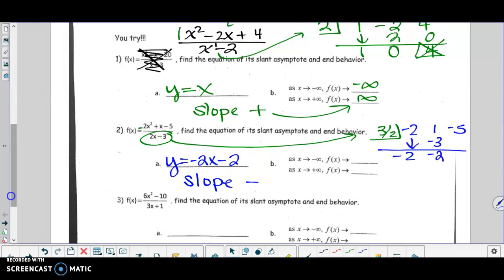Slope is negative. So what's going to happen with this if it was positive? It won't go from down. So it'll be positive infinity and negative infinity. It'll just switch what happened before. Okay?